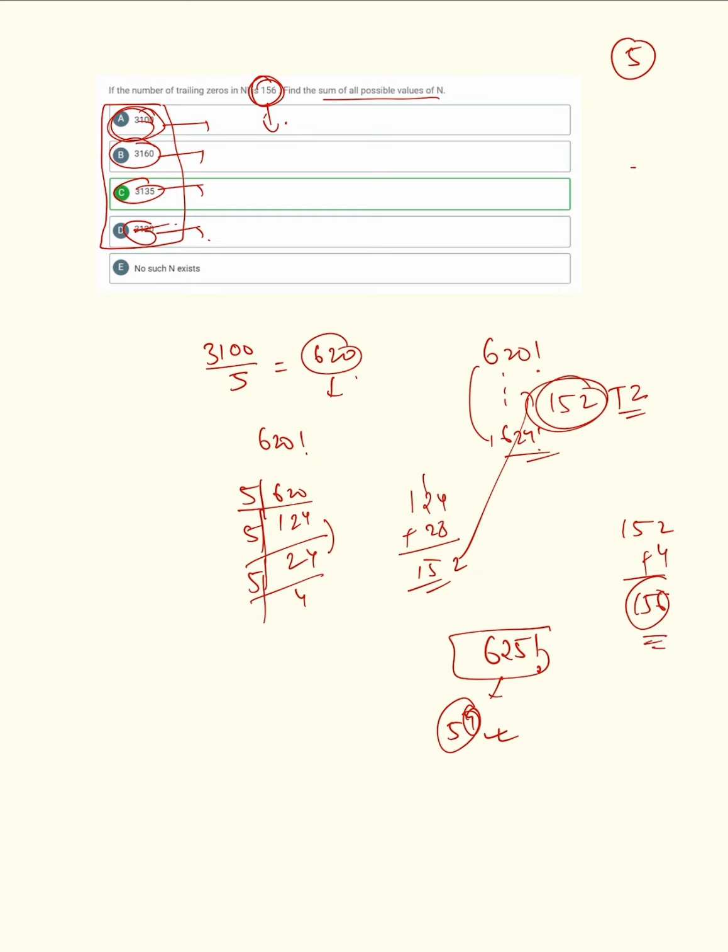And the numbers are starting from 625, and as told, the next four numbers will have the same trailing zeros, because it is a factorial and no new 5 is introduced in all these numbers. So adding all, I'll get 3135 as the answer. I hope this clears your doubt.